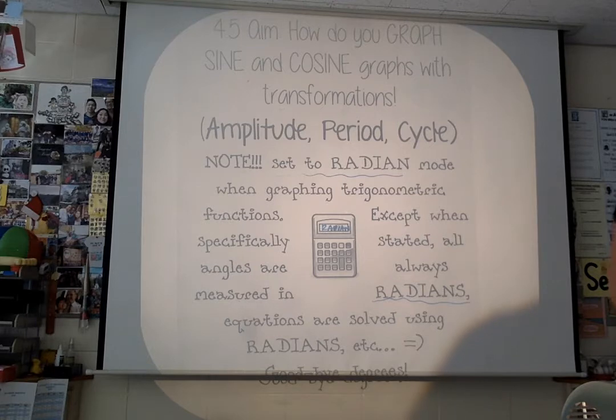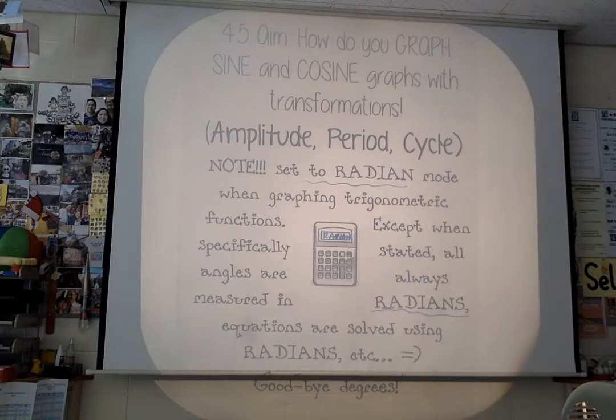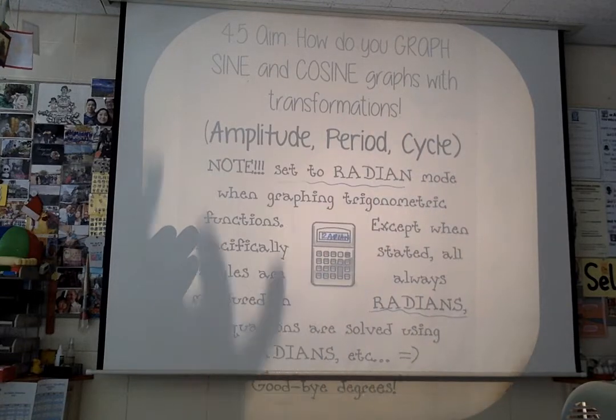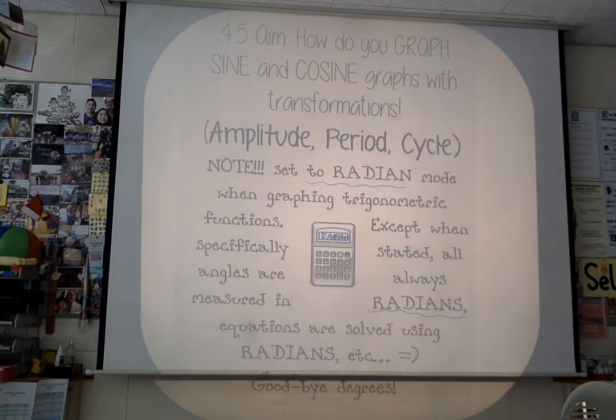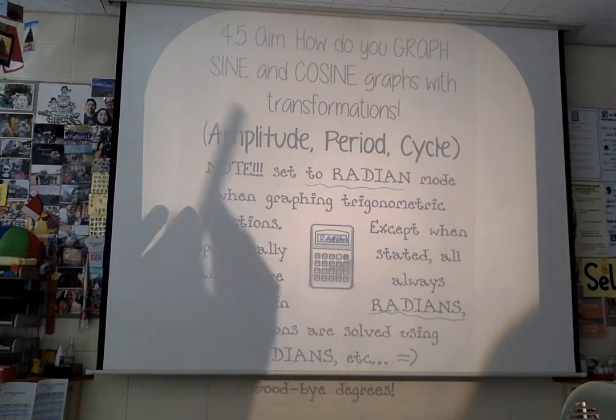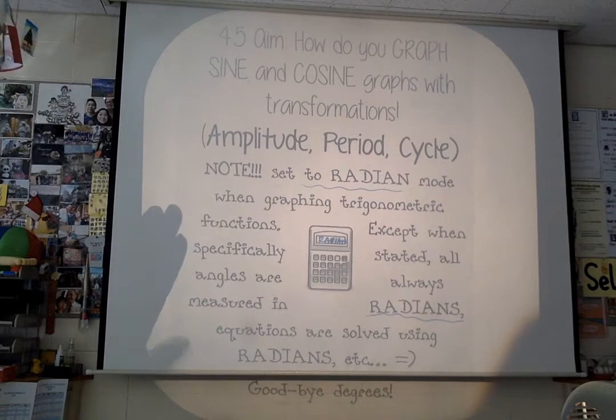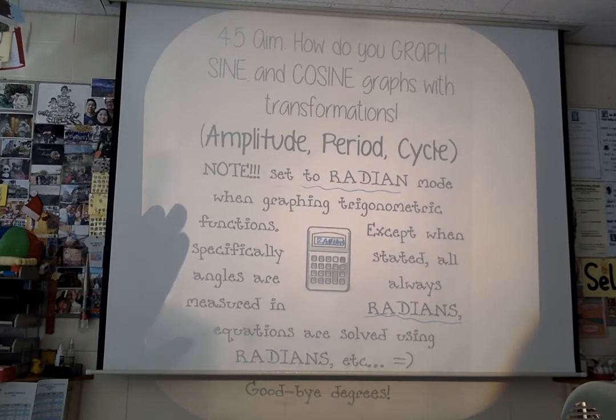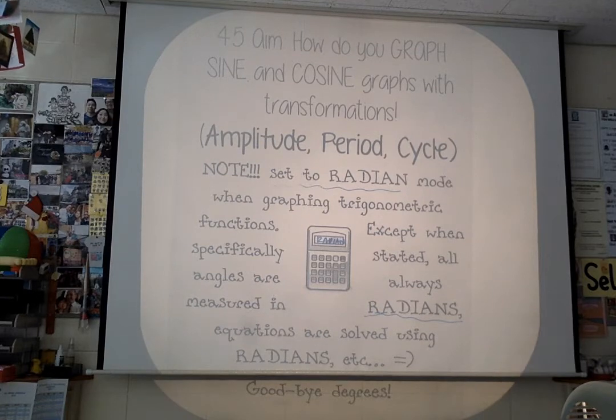This lesson's going to be a little bit long, and this video will be 2 parts, okay? So make sure you watch both. And let's read over the aim together. Have you received this packet with the whole week's worth of lessons? I hope so. 4.5 aim: how do you graph sine and cosine graphs with transformation? We're going to talk about amplitude, period, and cycle.